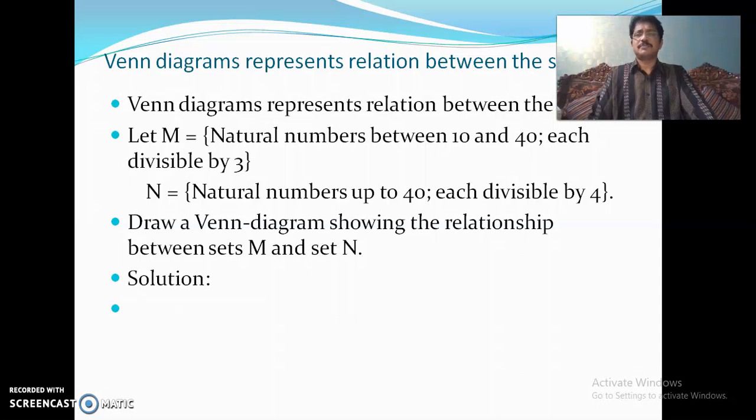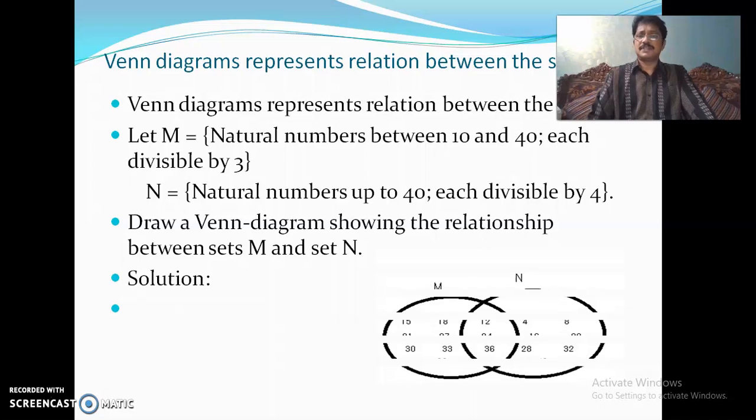We will take one more example to get more clarity about Venn diagrams. Take two sets M and N. The set M represents the set of natural numbers between 10 and 40, each divisible by 3. Take N as another set of natural numbers up to 40, each divisible by 4. Draw the Venn diagram showing the relationship between these two.